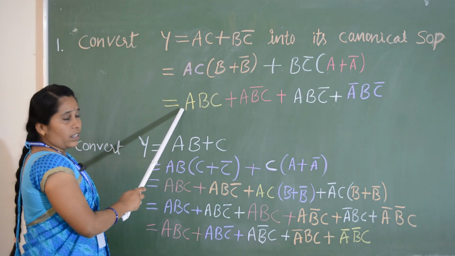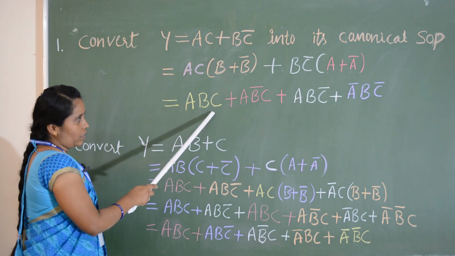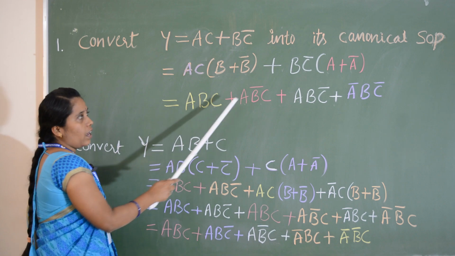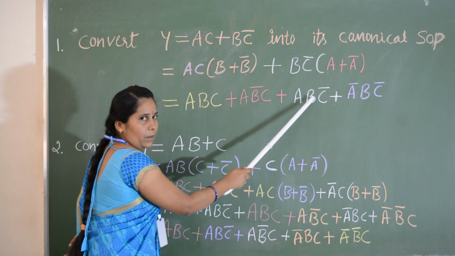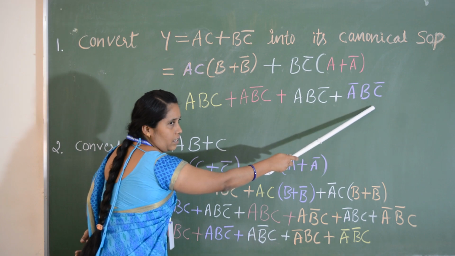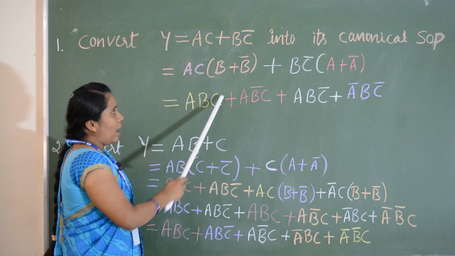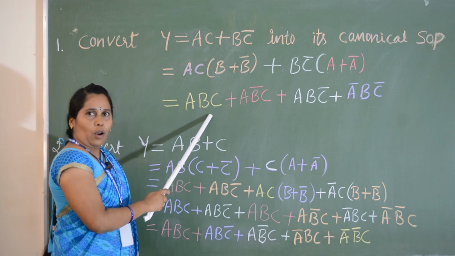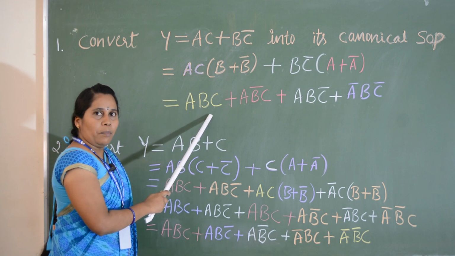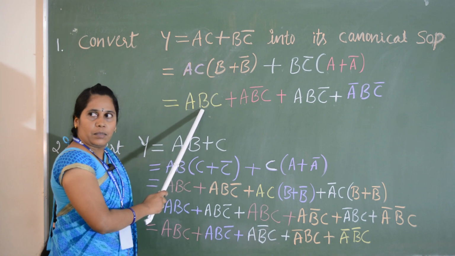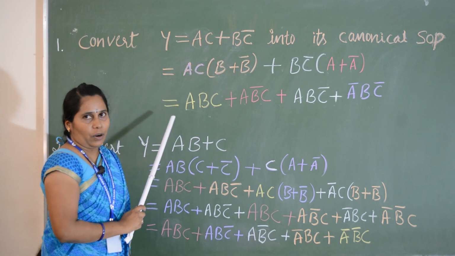Now see the product term. In each product term, all the variables are present. A, B, C, A, B, C, A, B, C and A, B, C. So each product term is also called as minterm and the product terms may be complemented or uncomplemented form. But the thing is, all the variables must be present in each product term.